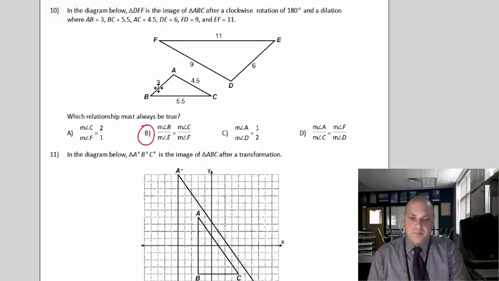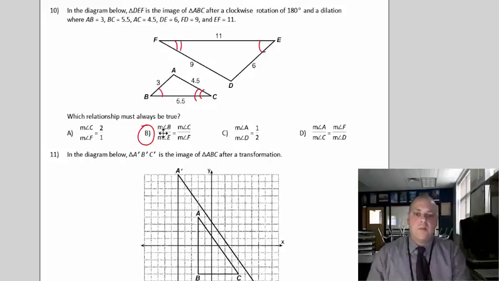Angle B corresponds to E, okay, and C corresponds to F when you rotate. All right, so angle B to angle E must equal C to F because B and E are actually congruent angles and C and F are congruent angles. So they must be in proportion. So the angles are in proportion as well.